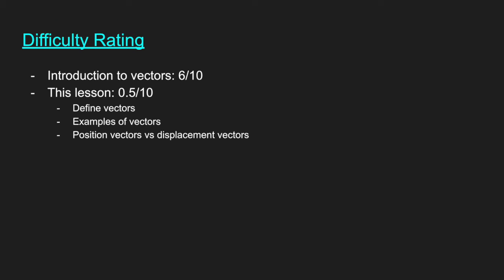In this lesson, we begin the vectors topic. The introduction to vectors as a whole is a 6 out of 10 for difficulty. But specifically, in this lesson, we will define what a vector is and give some examples of vectors. The content for this lesson is a 0.5 out of 10 for difficulty.